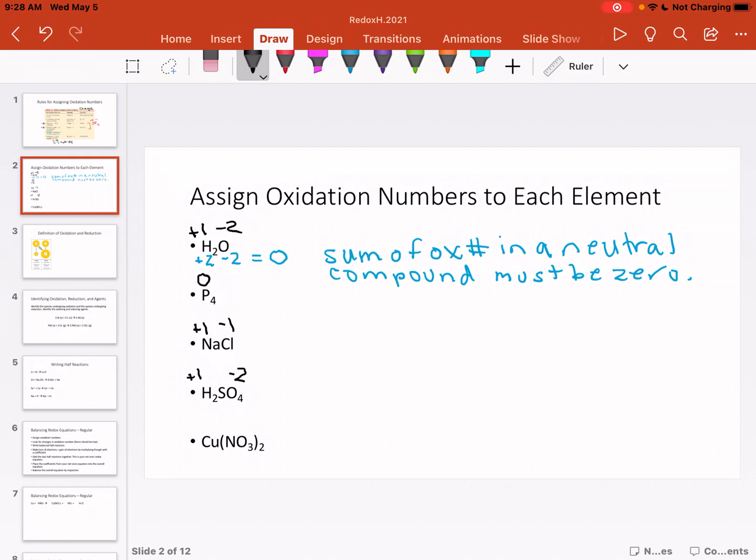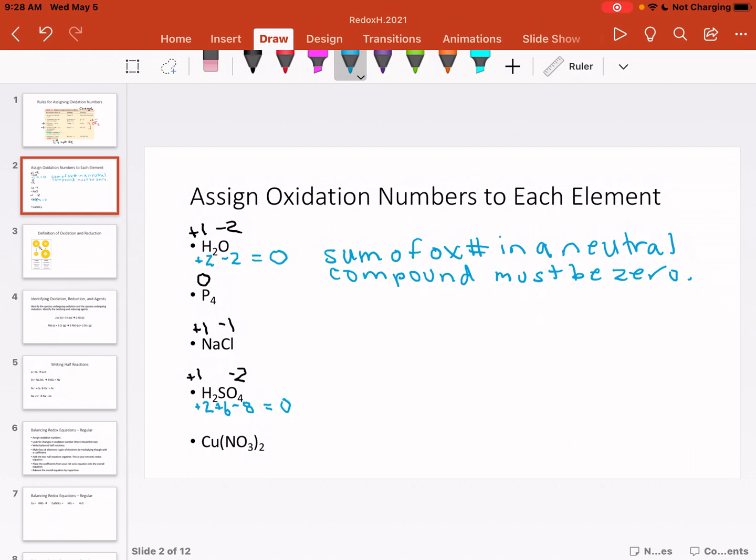So I have 2 positive 1s. So if I'm doing a running total again, then hydrogen is +2. If I look at my oxygen, I have 4 -2s. That's -8. And now +2 and -8 have to add up to 0. So -8 being bigger, I must have sulfur at +6 to get everything to add up to 0.